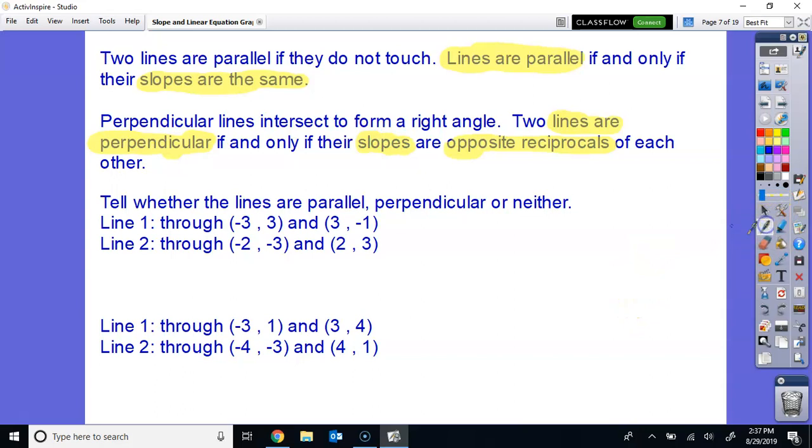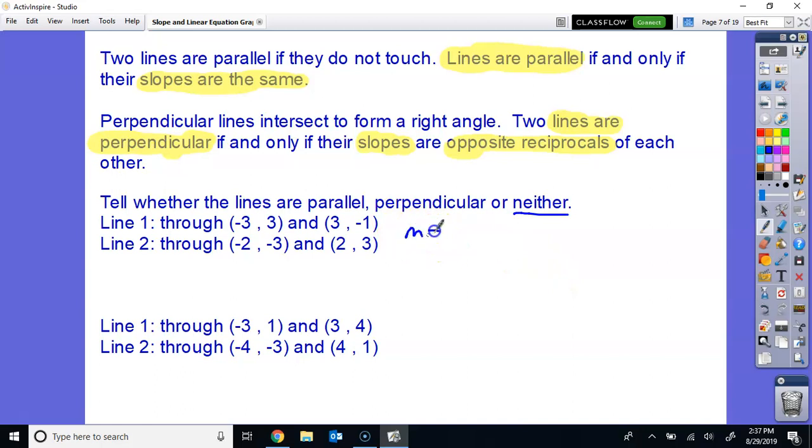So if you look at the first example down here, line number 1 is these 2 points, line number 2 is these 2 points, and it says tell whether they're parallel, perpendicular, or neither. Guys, this is an option. Don't forget this. Lines do not have to be parallel. Lines do not have to be perpendicular. They can just touch each other somewhere, and that's okay.